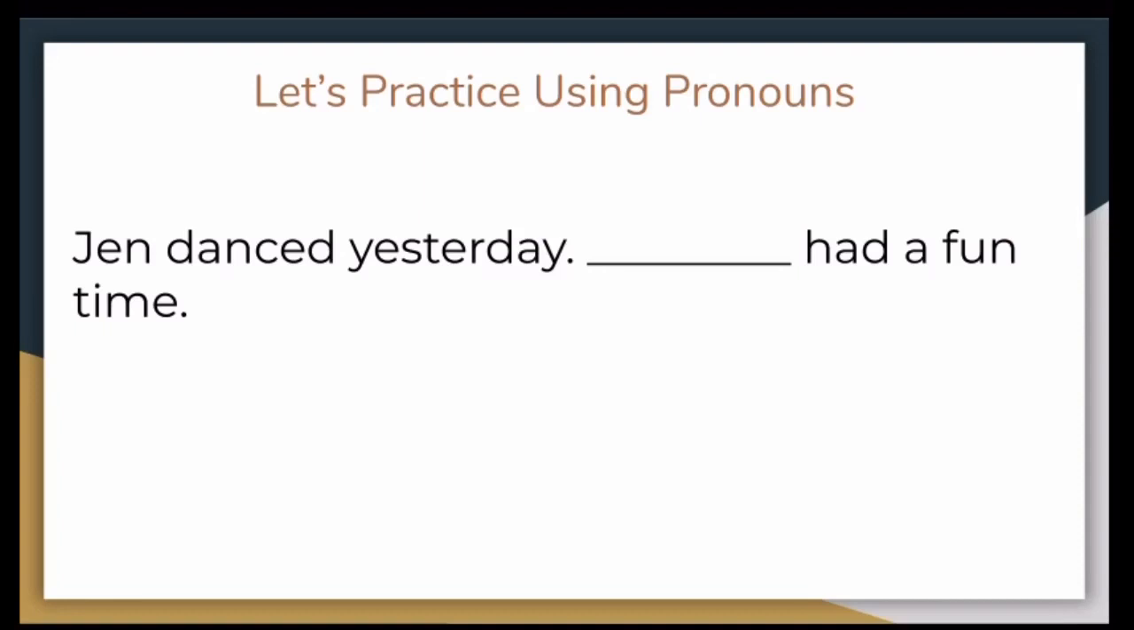So I want to circle the noun in my sentence. So what word would I circle? Right, I would circle Jen. I also want to underline my verb. What is the verb in that sentence? Right, danced. So I'm going to replace my noun with a pronoun to refer to Jen in the second sentence.